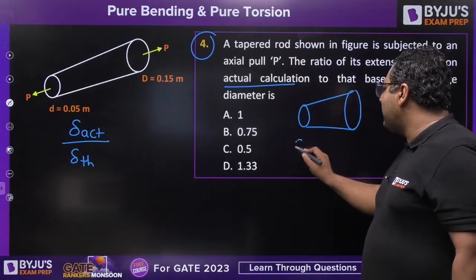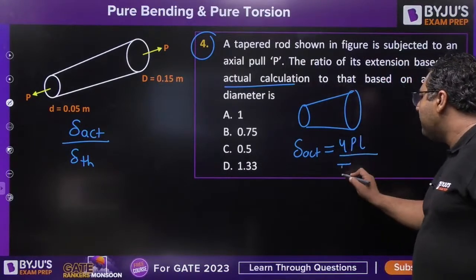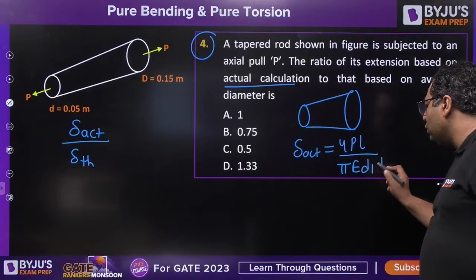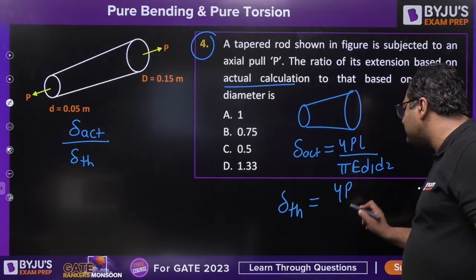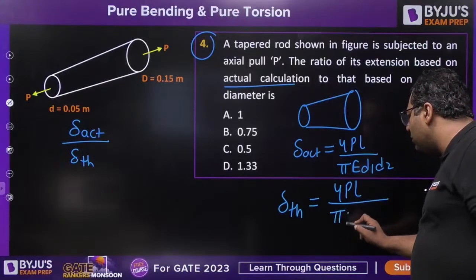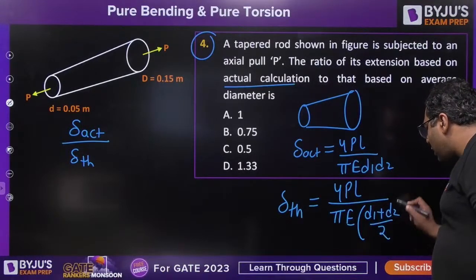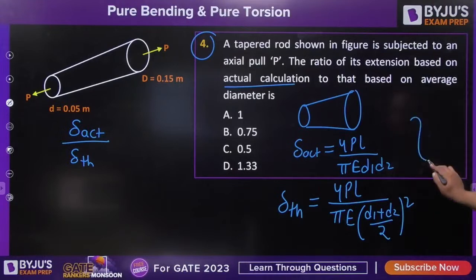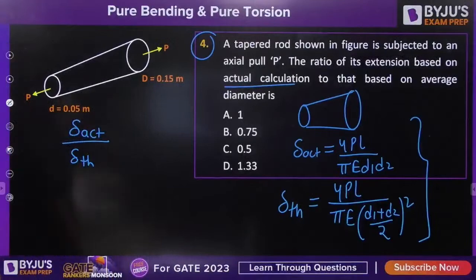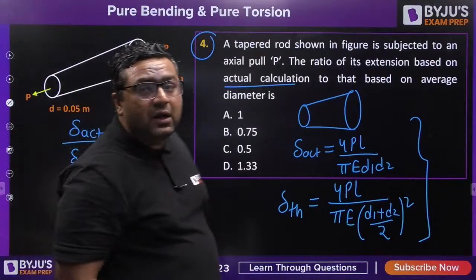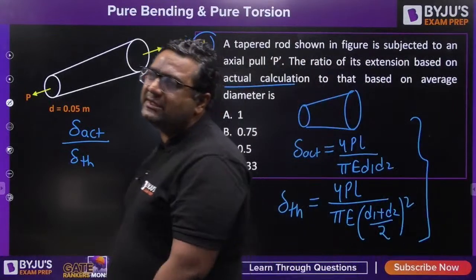If you are asking about the actual deformation, it is going to be 4PL upon pi E D1 D2. And for the theoretical discussion, taking average diameter, it is 4PL upon pi E into ((D1 plus D2) by 2) whole square. So you just need to find the ratio of actual to theoretical. Kenil is saying 4 by 3, means D only. Madhuvamshi, Bhavya, Kenil and Piyush are all saying D only.